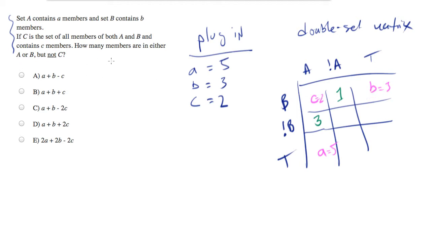Now the question asks how many members are in either A or B but not C, and that is going to be this group plus that group. So the answer is 4.